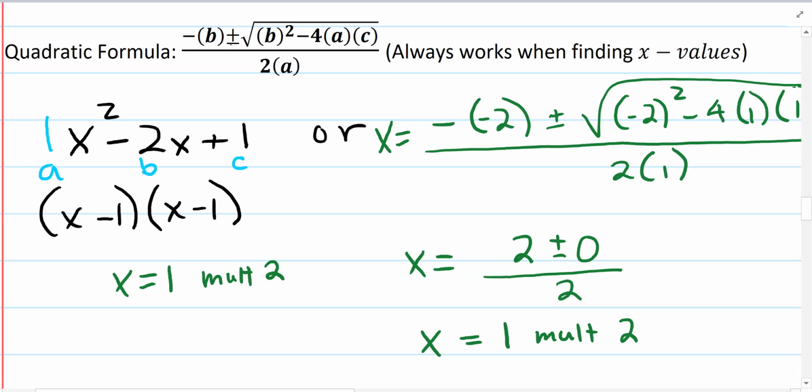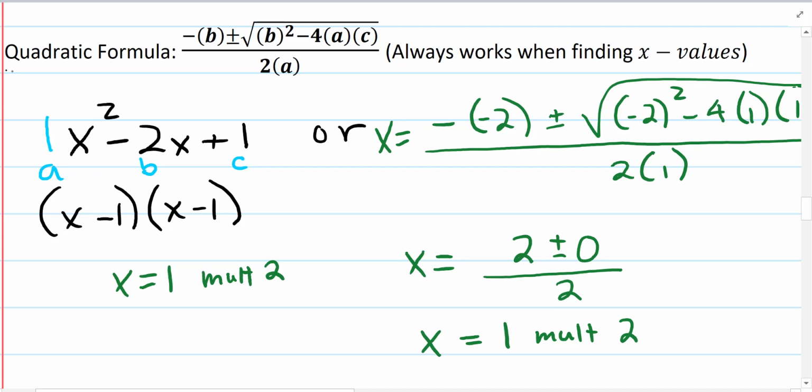Notice I put parentheses around all the variables just so that students remember when you're putting things in the calculator. If you have negative values and you don't use parentheses around a negative, you're going to get incorrect answers. So it's a good idea to always think about variables having parentheses around them.